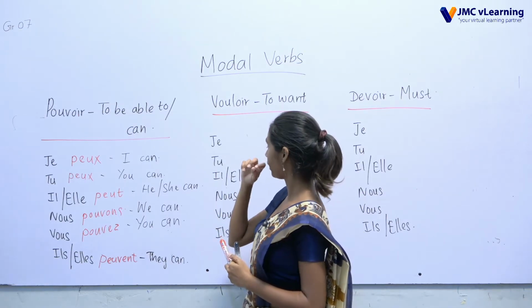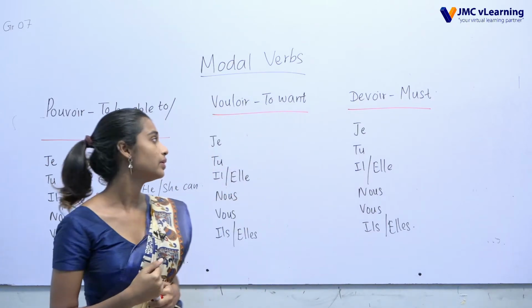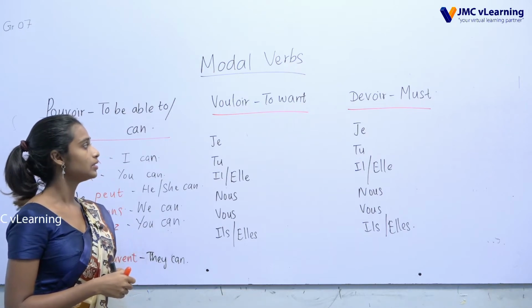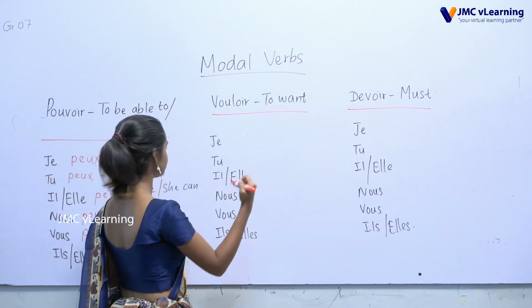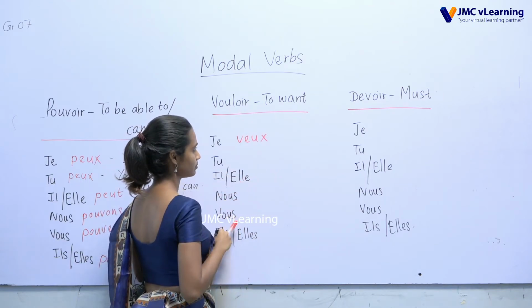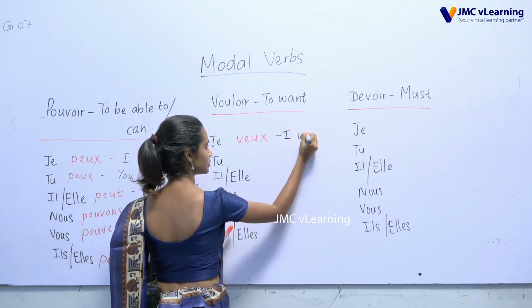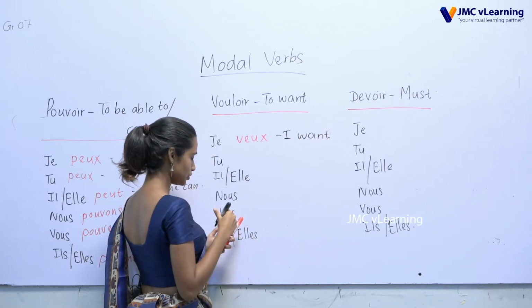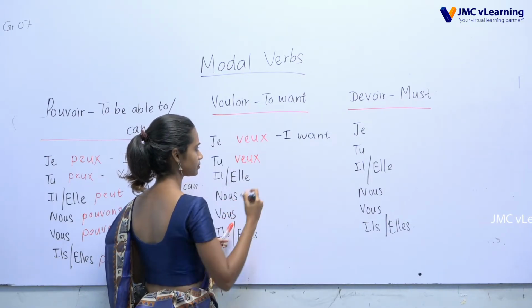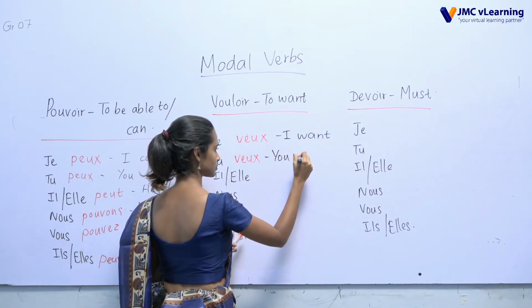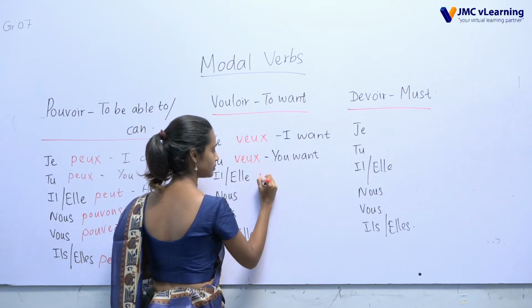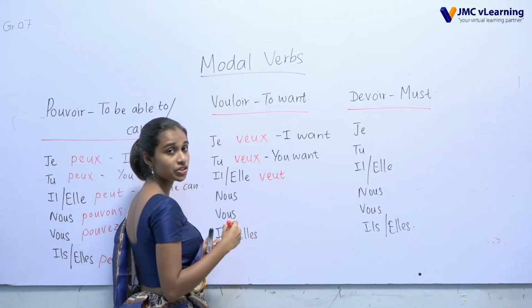Okay. Now let's move on to the vouloir verb, which means to want, right? So I want. Je veux. Okay. I want. You want. Tu veux. Il or elle veut, he or she wants.